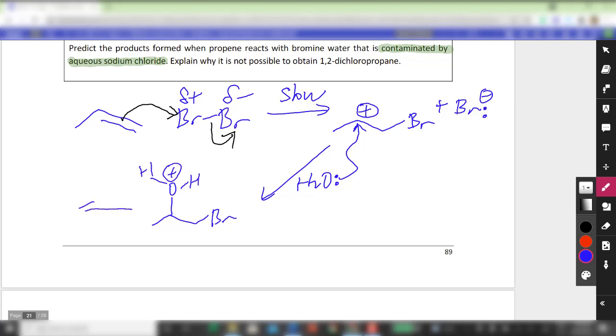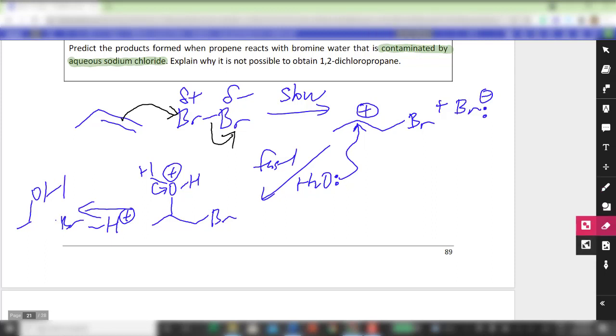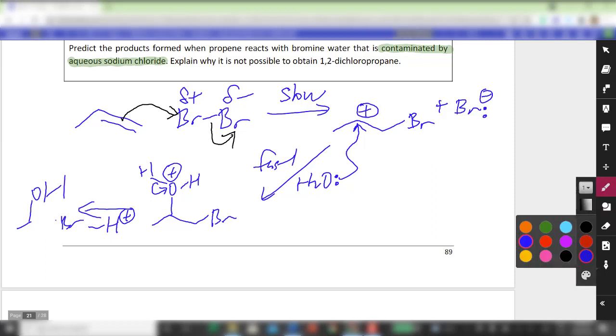Okay, and then of course this is the first step, and then the protonated alcohol will lose a H+, and in the process I will be able to get this particular bromohydrin. Sorry, I can't really write very straight over here. This line is a bit difficult to draw.